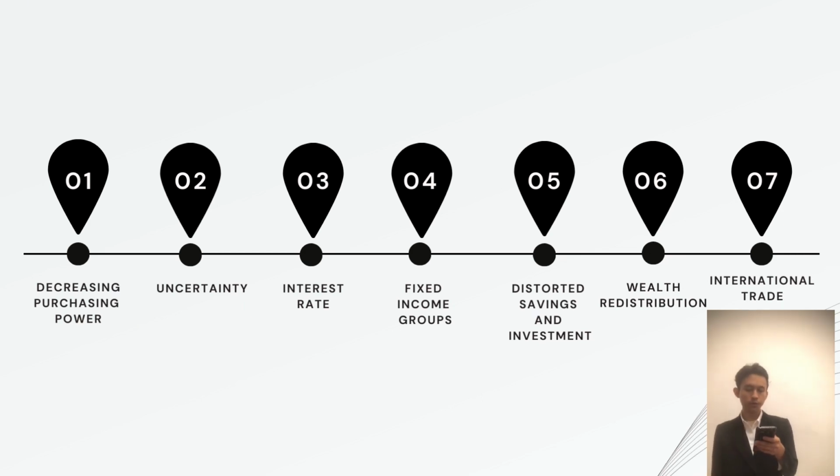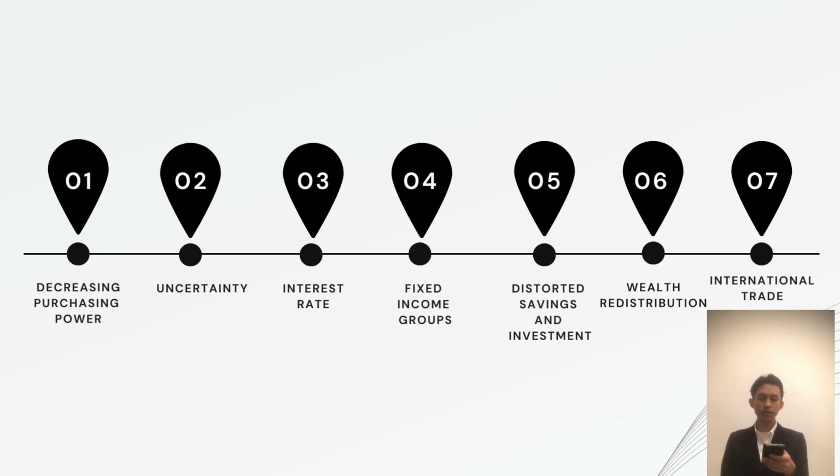So the first one is decreasing purchasing power, which is, as prices rise, each unit of currency buys fewer goods and services, which can reduce the standard of living for individuals and lead to a decrease in real wages. 2. Uncertainty. High and unpredictable inflation rates can lead to economic uncertainty. Businesses may struggle to set prices and make investment decisions.